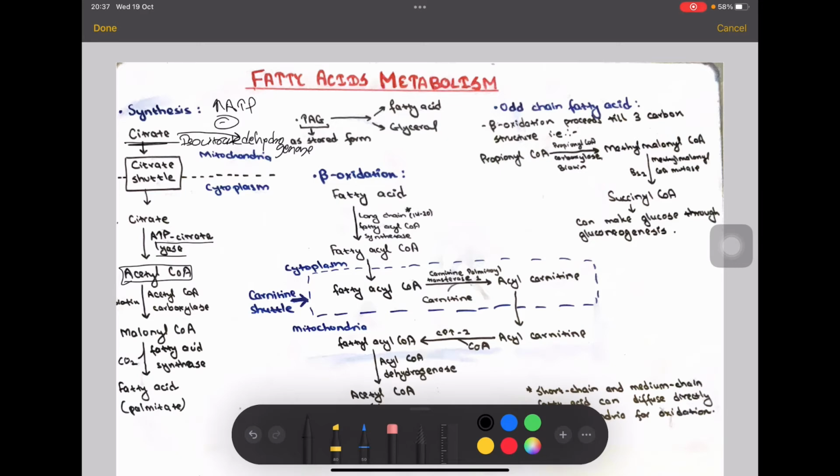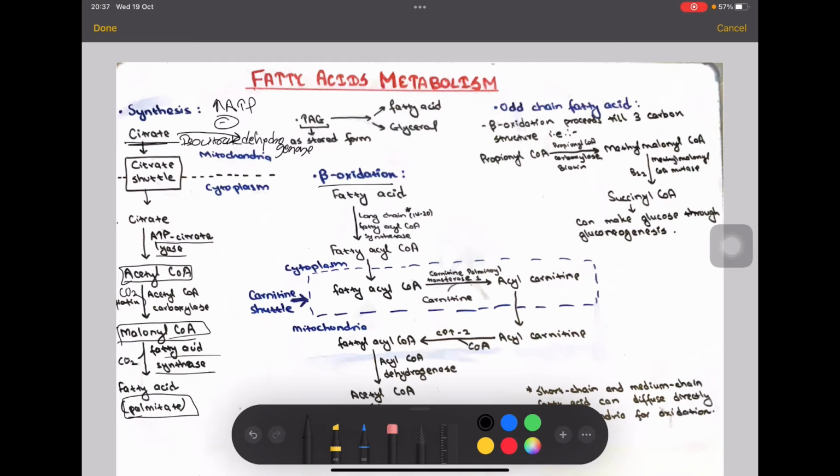Now this acetyl CoA will be converted into malonyl CoA through acetyl CoA carboxylase, with one carbon dioxide molecule and biotin as a cofactor. This malonyl CoA will ultimately form palmitate, which is the product we want in fatty acid synthesis, through the enzyme fatty acid synthase. Malonyl CoA has another very important function: it inhibits the beta oxidation process.